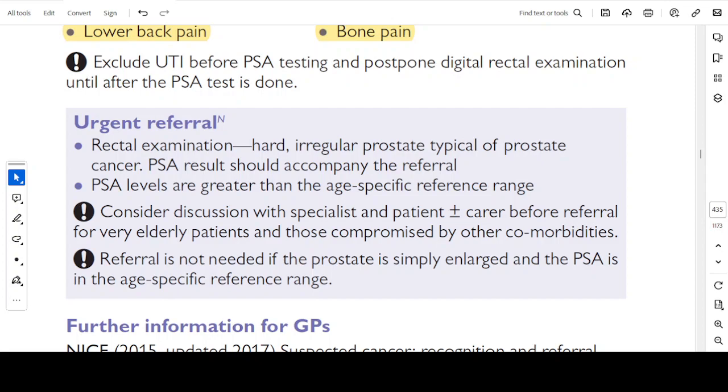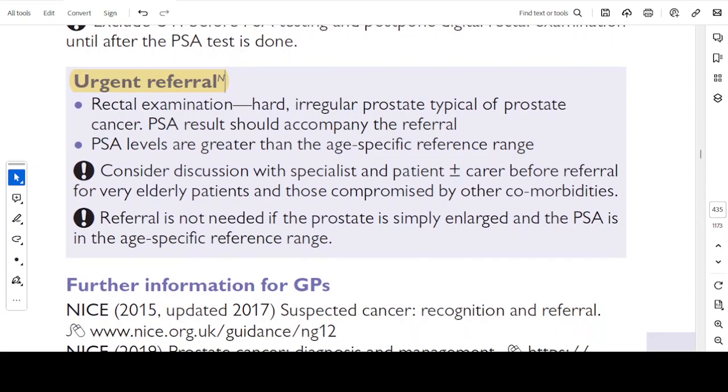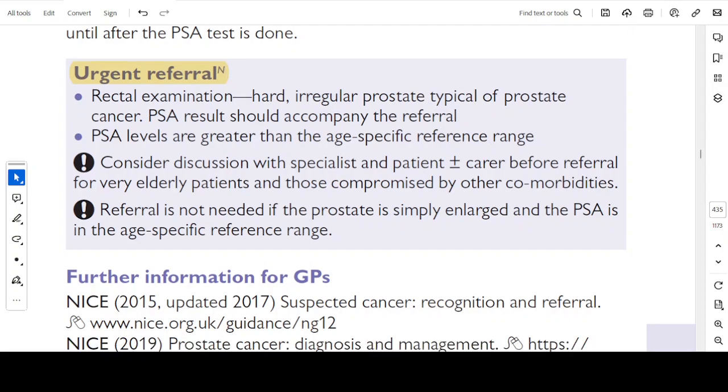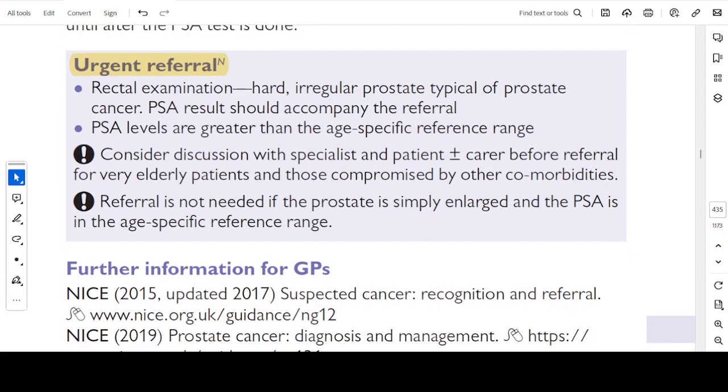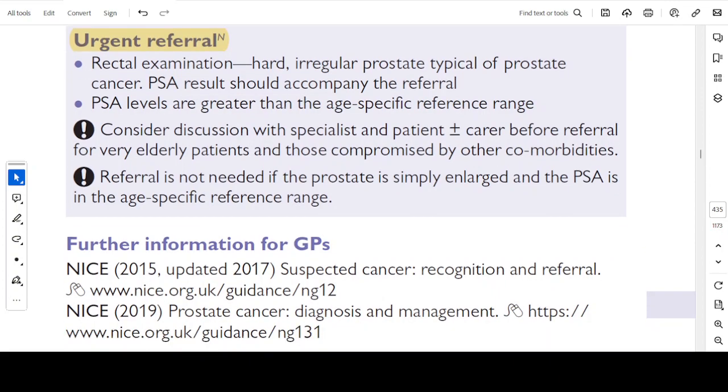Urgent referral. Rectal examination shows a hard, irregular prostate typical of prostate cancer. PSA results should accompany the referral. PSA levels are greater than the age-specific reference range. Consider discussion with a specialist and the patient plus carer before referral for very elderly patients and those compromised by other comorbidities. Referral is not needed if the prostate is simply enlarged and PSA is in the age-specific reference range.